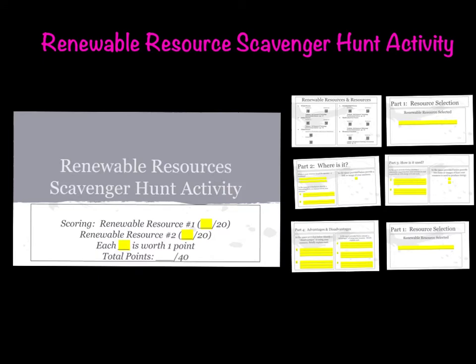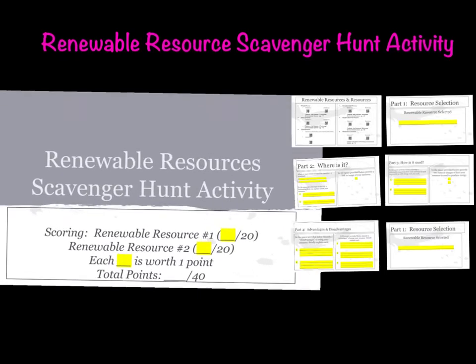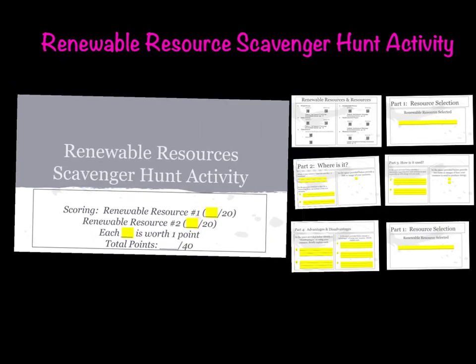Now I will be discussing the renewable resource scavenger hunt activity. So you will first see this slide here. So it is the introduction slide, or the title slide. You will be talking about 2 different renewable resources. So these are each worth 20 points. Each blank highlighted area is worth 1 point. Total points is worth 40.